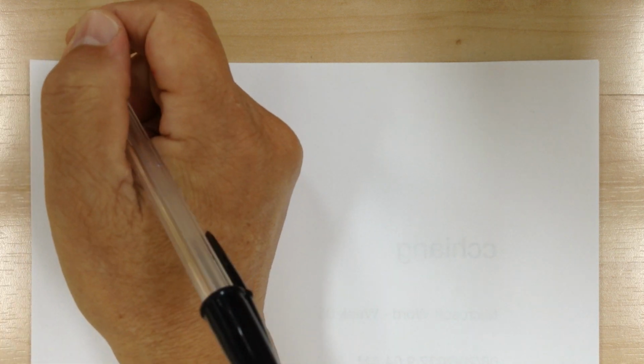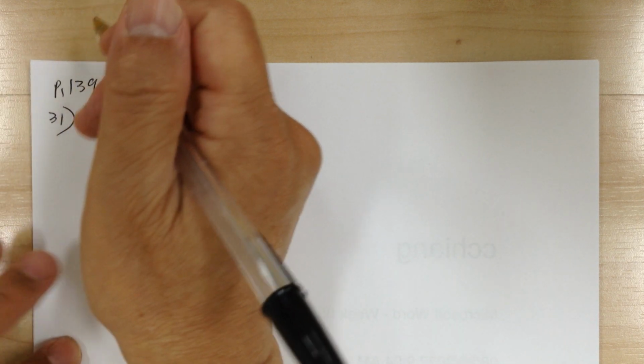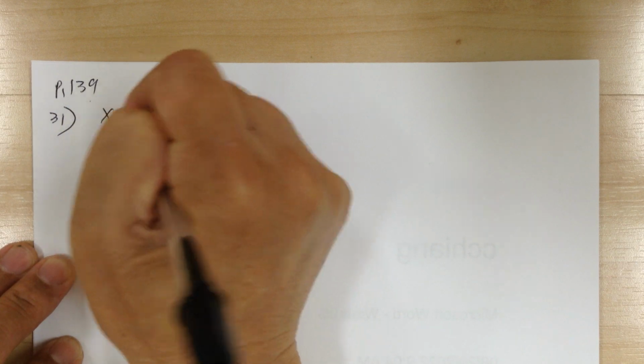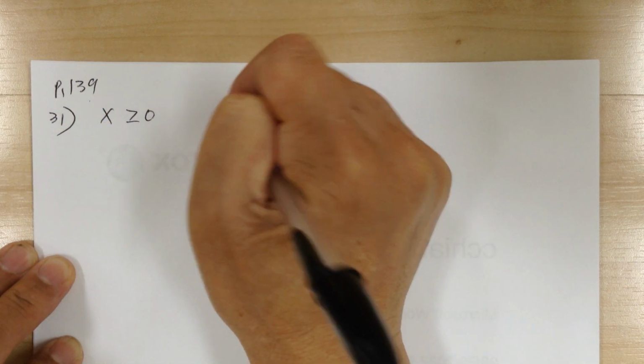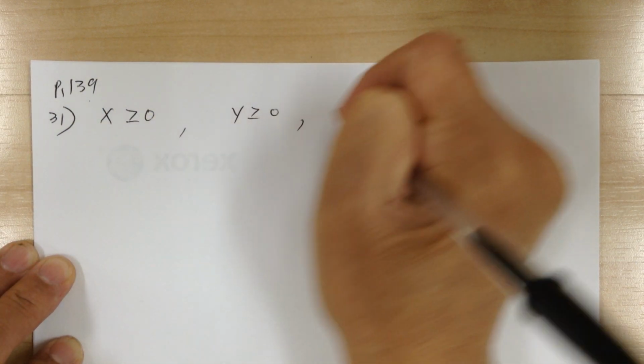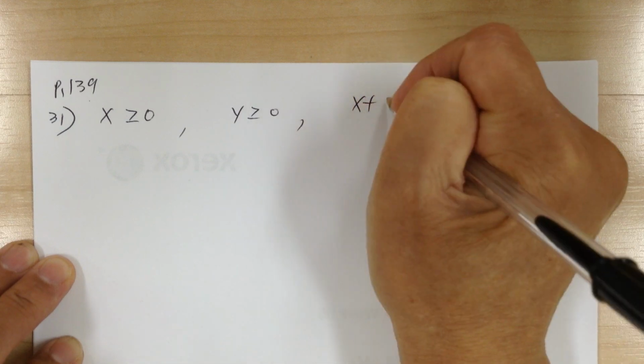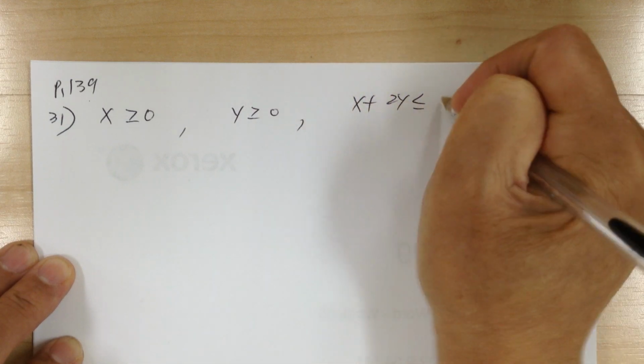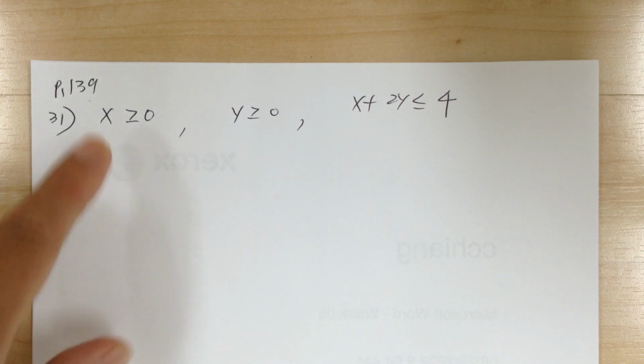Let's go to page 139 and start with number 31. So this one you have three inequalities. You got x is greater than or equal to 0. You got y is greater than or equal to 0. And you got x plus 2y is less than or equal to 4. Okay, so let's go and do one at a time.